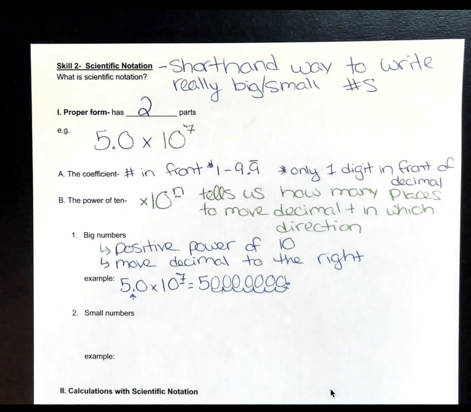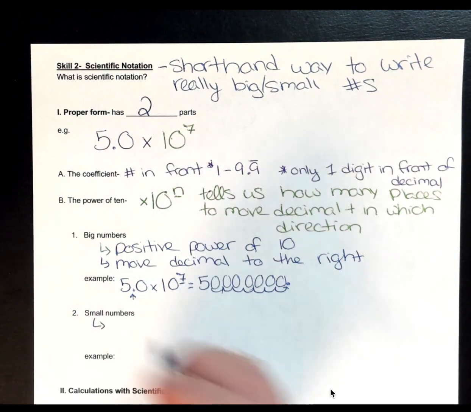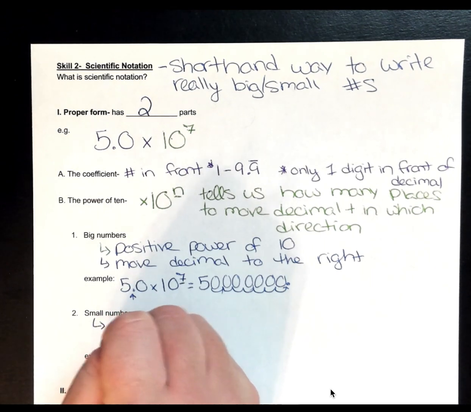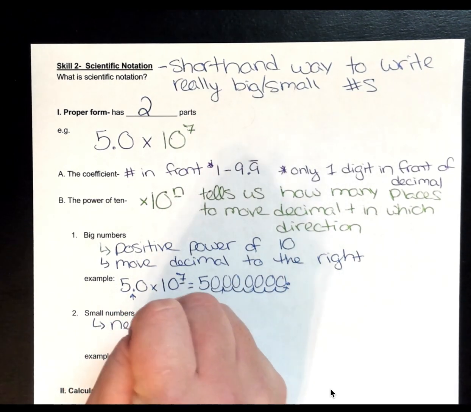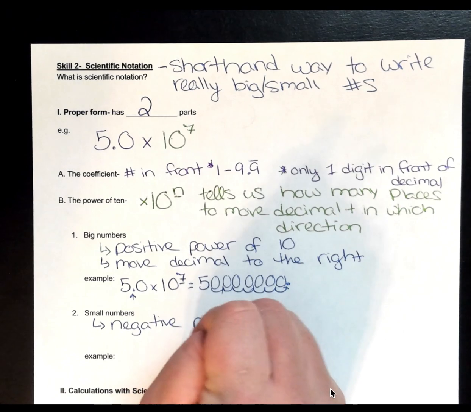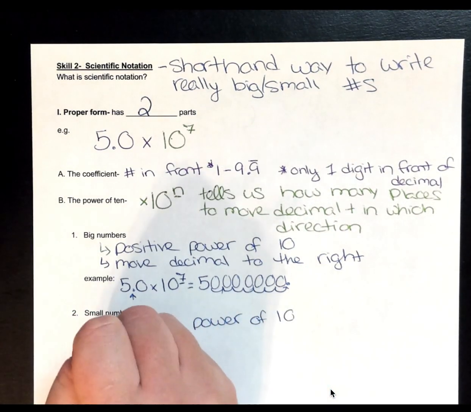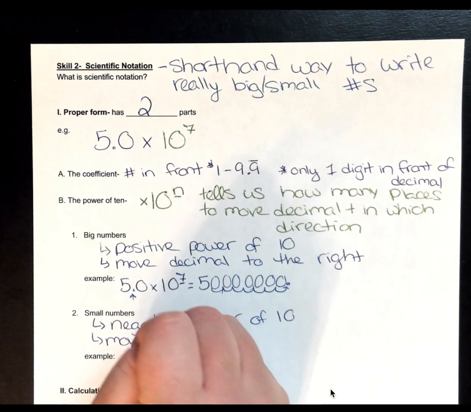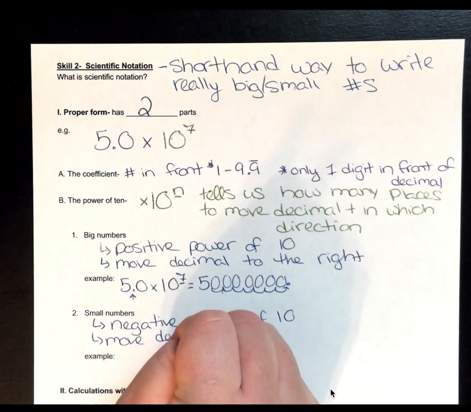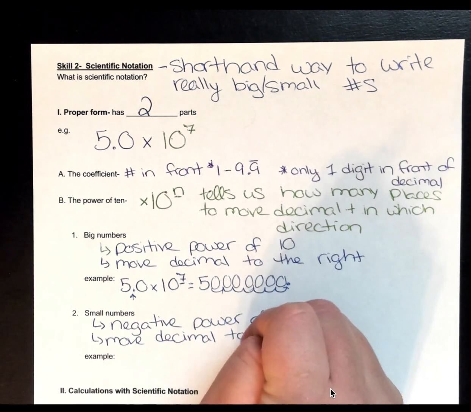Okay, now the same thing kind of happens in the opposite direction. So if we have a really small number, we have a negative power of 10. And we're going to move the decimal to the left.